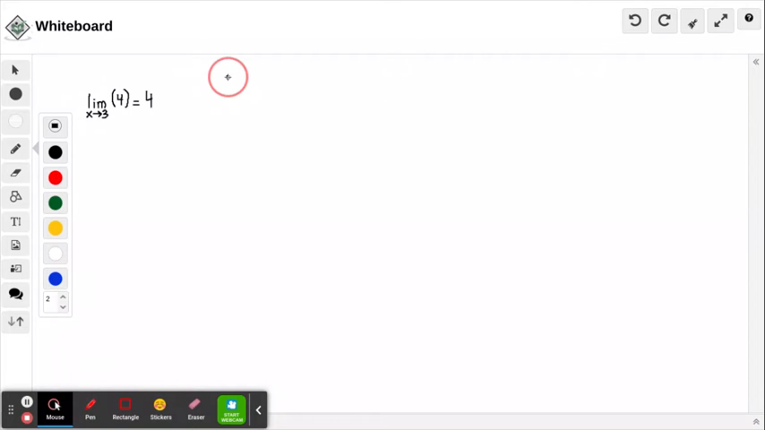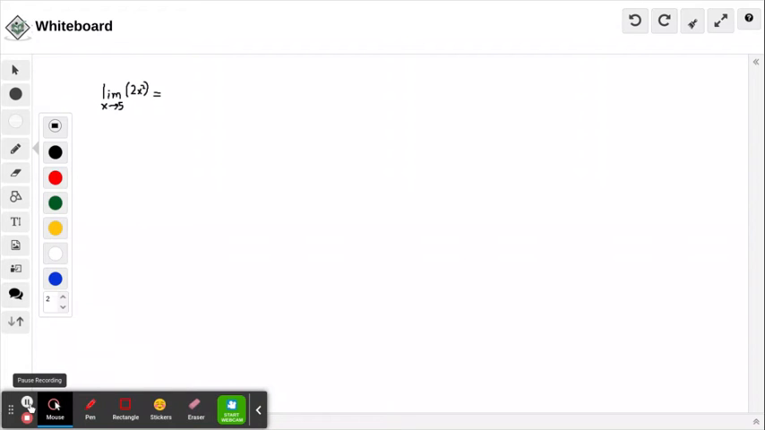And if y equals 4, for example, then no matter what x is, the y value is going to be 4. I hope that makes sense.